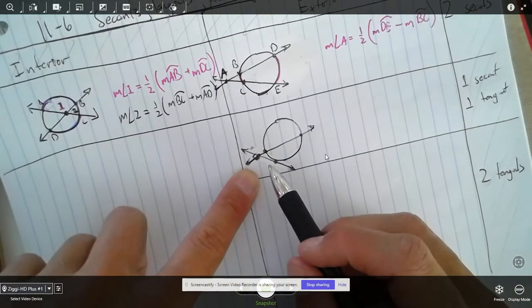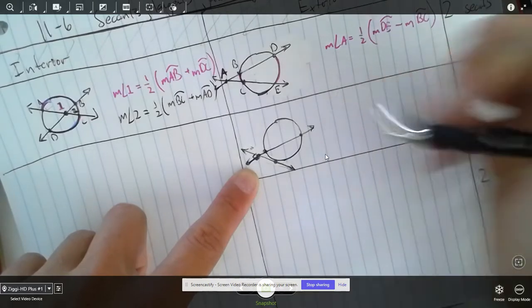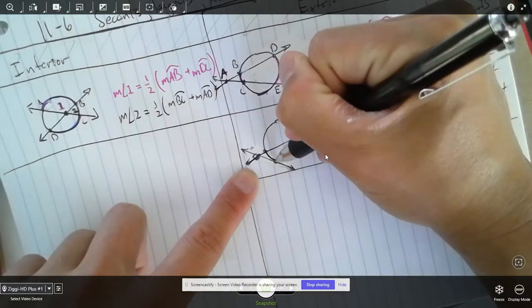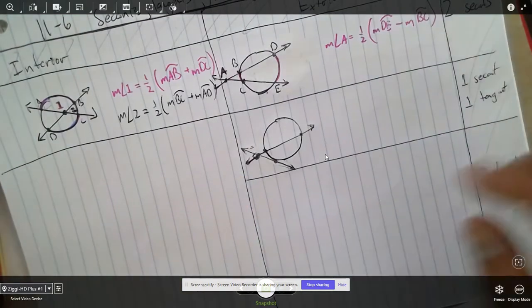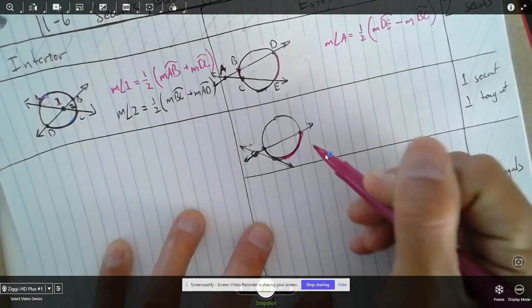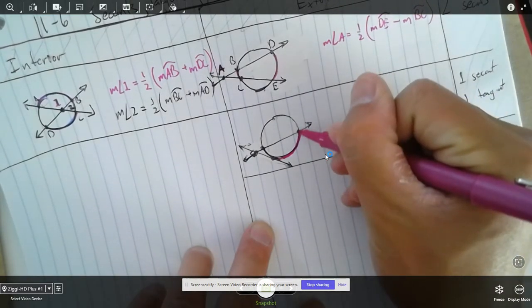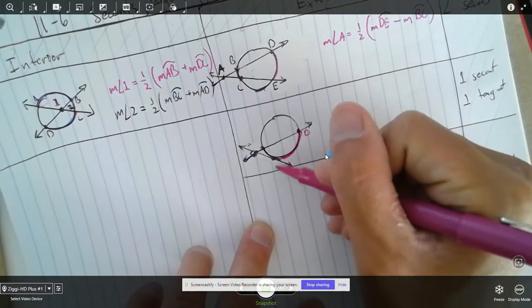But let's say that this is the tangent line, this is the secant line, okay? And let's shade in this minor arc, and then the bigger arc will be out here. Okay. And we'll say this is D at this endpoint here, and then this is C.